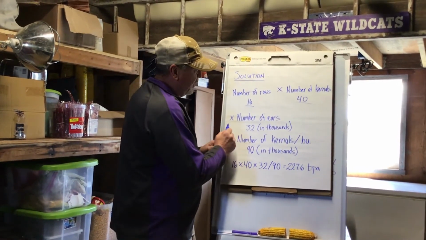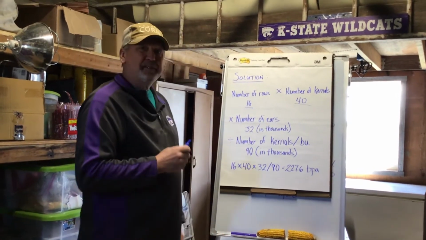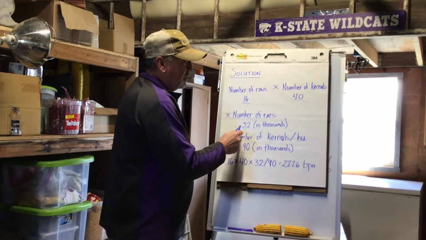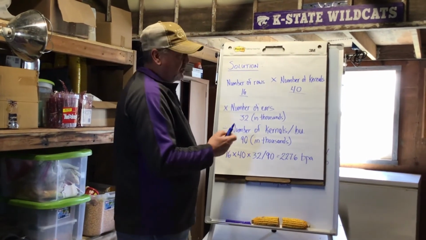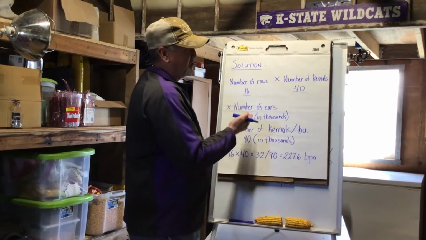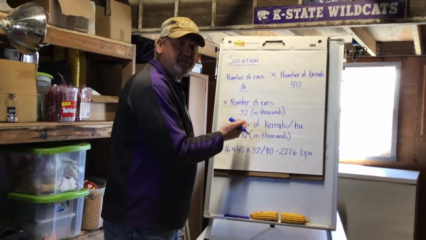It's this area right here that's kind of a guess. So an experienced farmer may adjust this. You know, in this example, we used 95% germination, which gave us 32,000 plants.